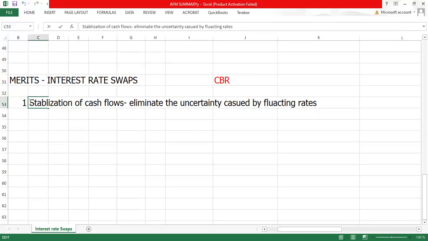But as you explain this point, you explain it from the angle of swap allowing borrowers with floating rate debt to switch to fixed rate payments, because fixed rate payments eliminate the uncertainty caused by the fluctuating rates. Those fluctuating rates come in when you're using floating rate. Okay, that is how you can explain that.